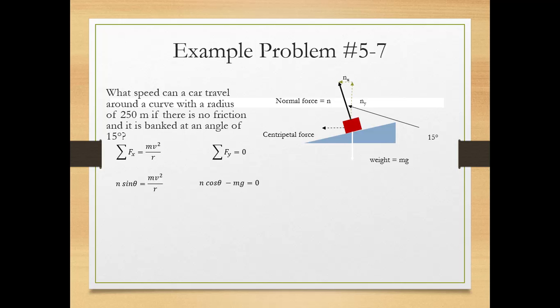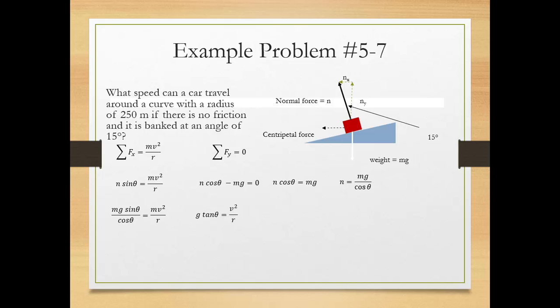So I can solve for the normal force using the equation on the right. That normal force times cosine theta equals m times g. So the normal force is m times g divided by cosine theta. Let's substitute that in for normal force over here. I get mg sine theta divided by cosine theta.